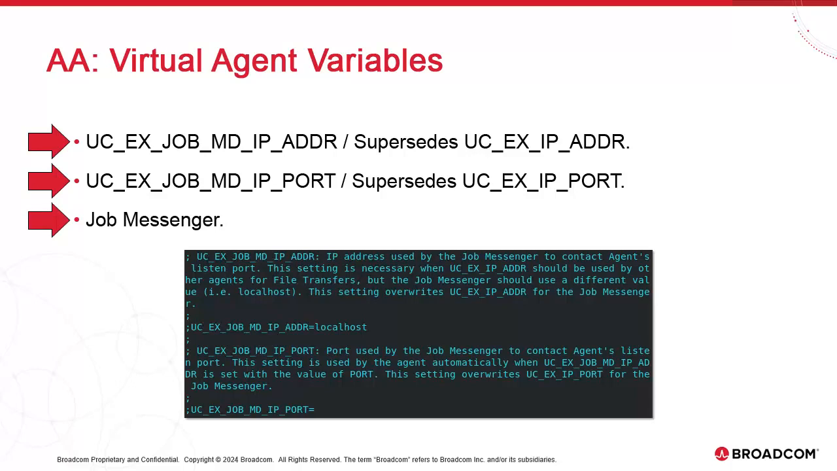Other agents will routinely contact an agent for file transfers, and will use the UCX IP address and port variables to execute these tasks, and they're oftentimes left unused since the agent simply defaults to the local host. However, in the case of virtual agents, the job messenger will need a different IP address and ports. We then deploy all four variables, the two locals for file transfers, and the two new variables that contain the MD string for the job messenger.